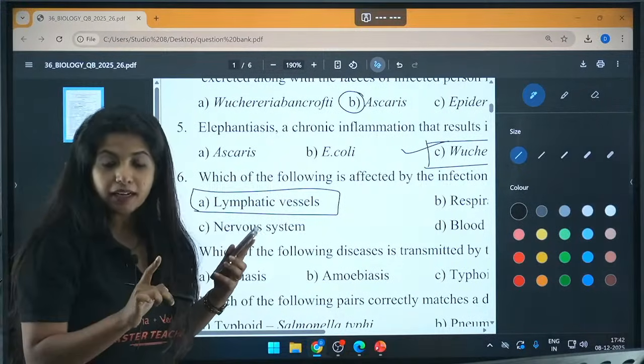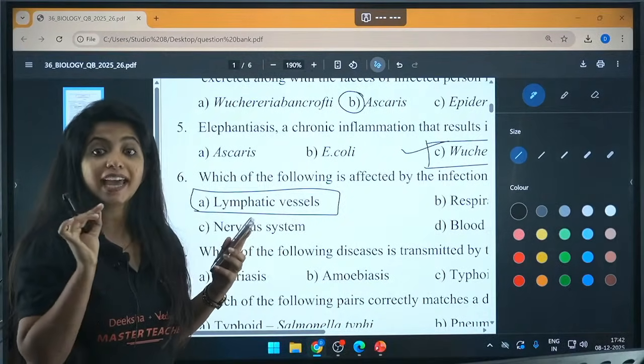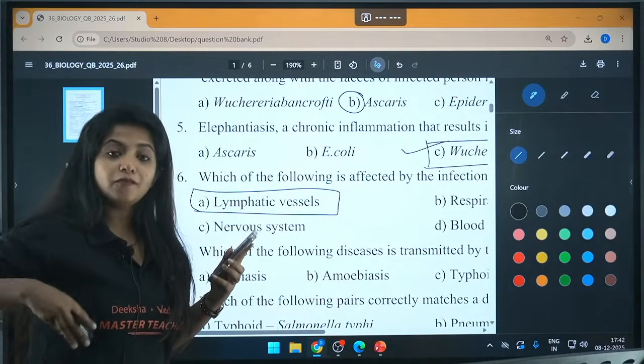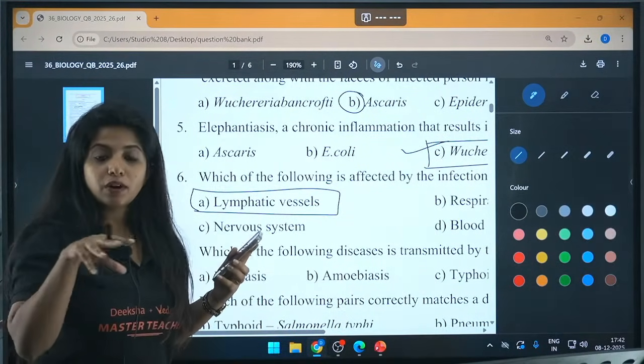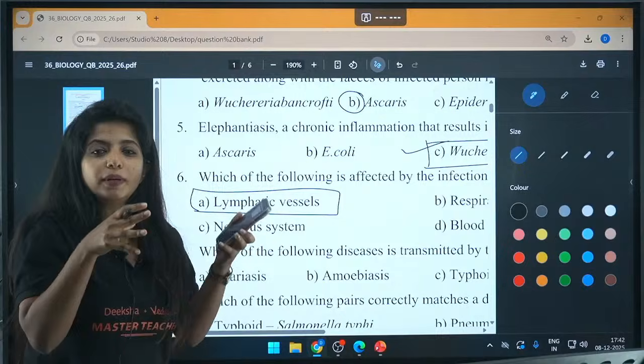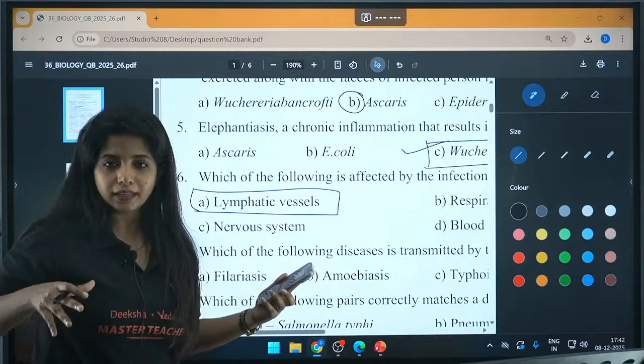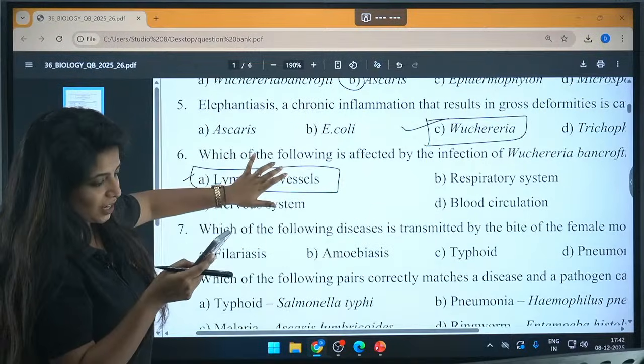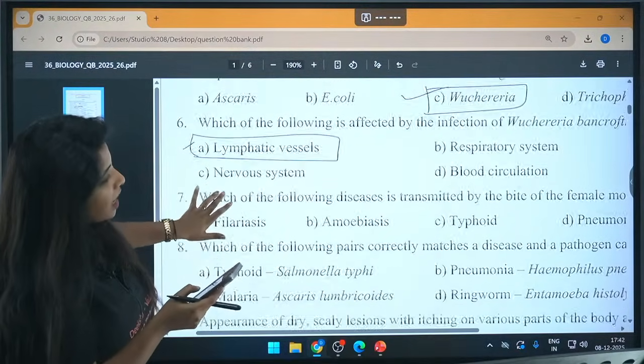This particular organism comes under helminths, and they basically affect our lymphatic vessels. So there won't be anyone to collect the lymph fluid, and when the lymph fluid gets accumulated, you have that swelling. So your answer for this question would be A. Kudos. Chalo. Next question. You guys are fire.